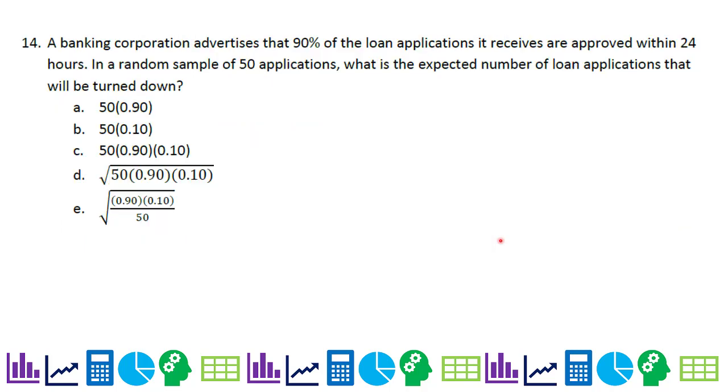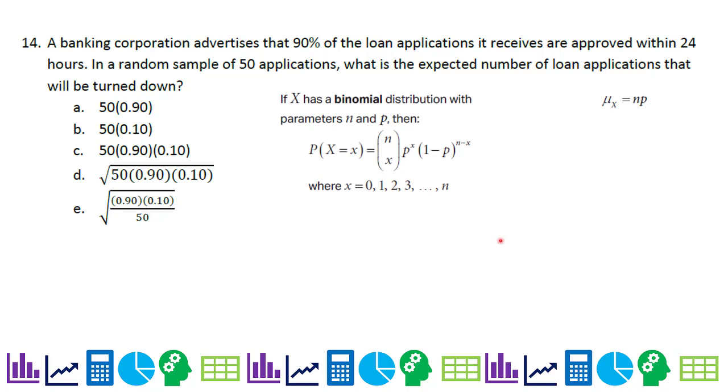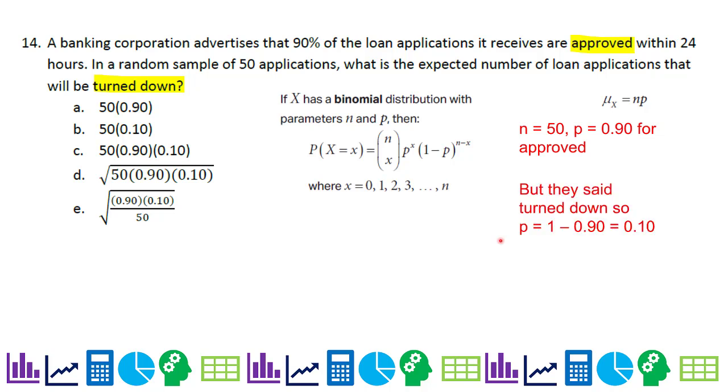Number 14. A banking corporation advertises that 90% of the loan applications it receives are approved within 24 hours. In a random sample of 50 applications, what is the expected number of loan applications that will be turned down? So hopefully you recognize this as a binomial distribution, and there's our formula for the mean. Note this is approved, and the sample size is 50, and 90% are approved. But it asks what percent will be turned down. So I have to go 1 minus 0.90, which is 0.10, and when I substitute, I get that.